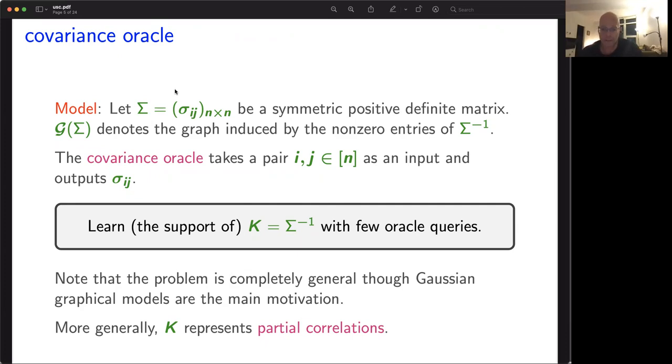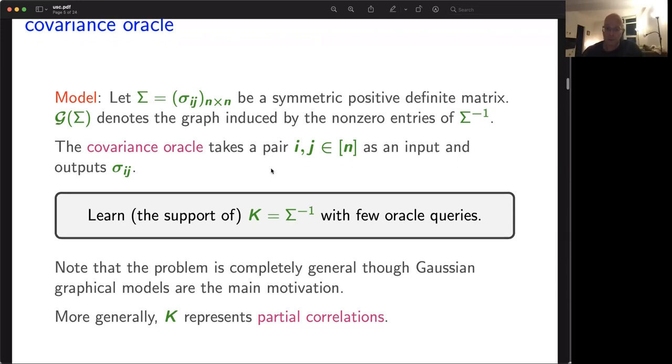Okay, so these are the types of questions, and we would like to ask as few questions as possible. Of course, if we ask all the entries of this matrix, then we know the matrix. We can just invert it, and that's it. But both the oracle complexity, the number of times we ask this oracle, would be quadratic, and the computational complexity would be even bigger, because inverting the matrix takes more than a quadratic number of steps.